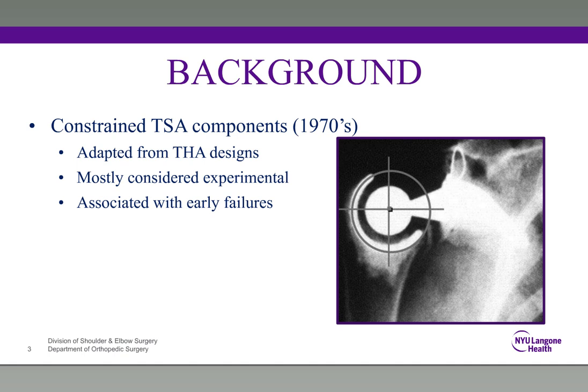So the concept of a reverse or constrained shoulder arthroplasty is not a new one. It was tested as early as the 1970s. In those days, some shoulder surgeons thought that they would be able to adapt designs from a total hip arthroplasty and design a constrained shoulder where the humeral component would be essentially locked into the glenoid component. The majority of these were considered experimental. Some actually did okay. However, the majority of them failed, some quite catastrophically, and the majority of the failures occurred on the glenoid side.